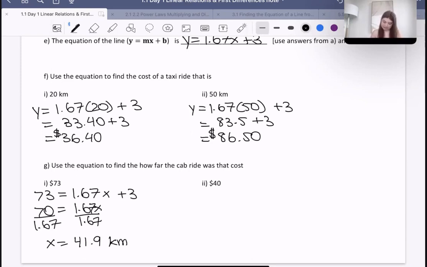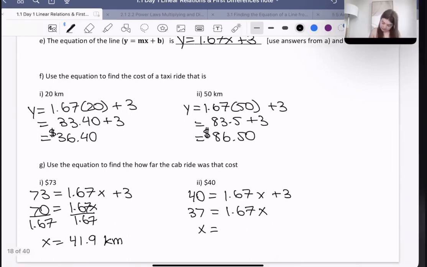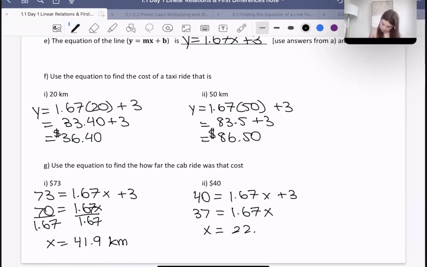if we paid $73. And then if we paid $40, then we first take away 3 from both sides, and then we divide both sides by 1.67. So 37 divided by 1.67 is about 22.2 kilometers. So close to 22.2 kilometers if the cab ride costs about $40. So there we have it.